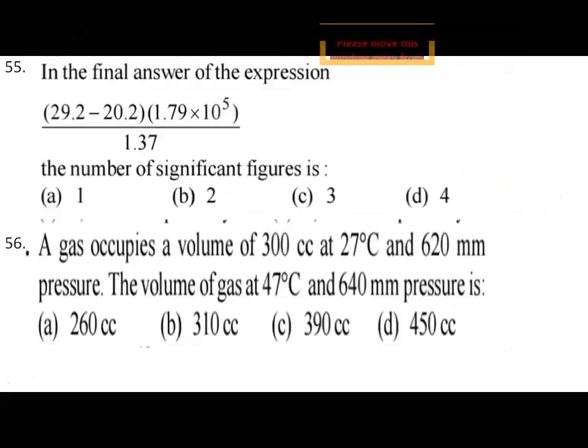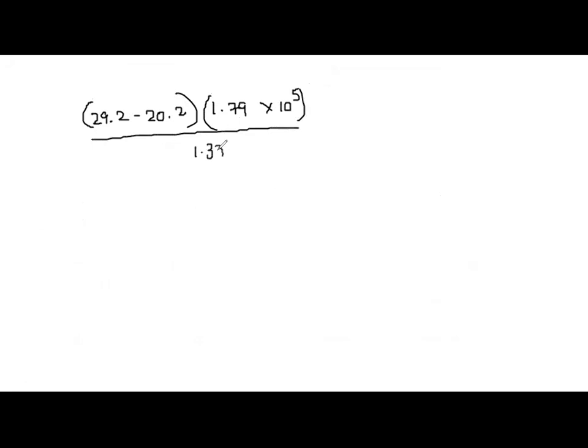Law of multiple proportions, right? Next, the final answer of the expression. Okay, so they have given us the expression. We need to do the calculation. Let us see. The expression is 29.2 minus 20.2 under bracket, into 1.79 into 10 raised to 5, the whole divided by 1.37. So this is the expression given. You have to find the answer and say how many significant figures are present.